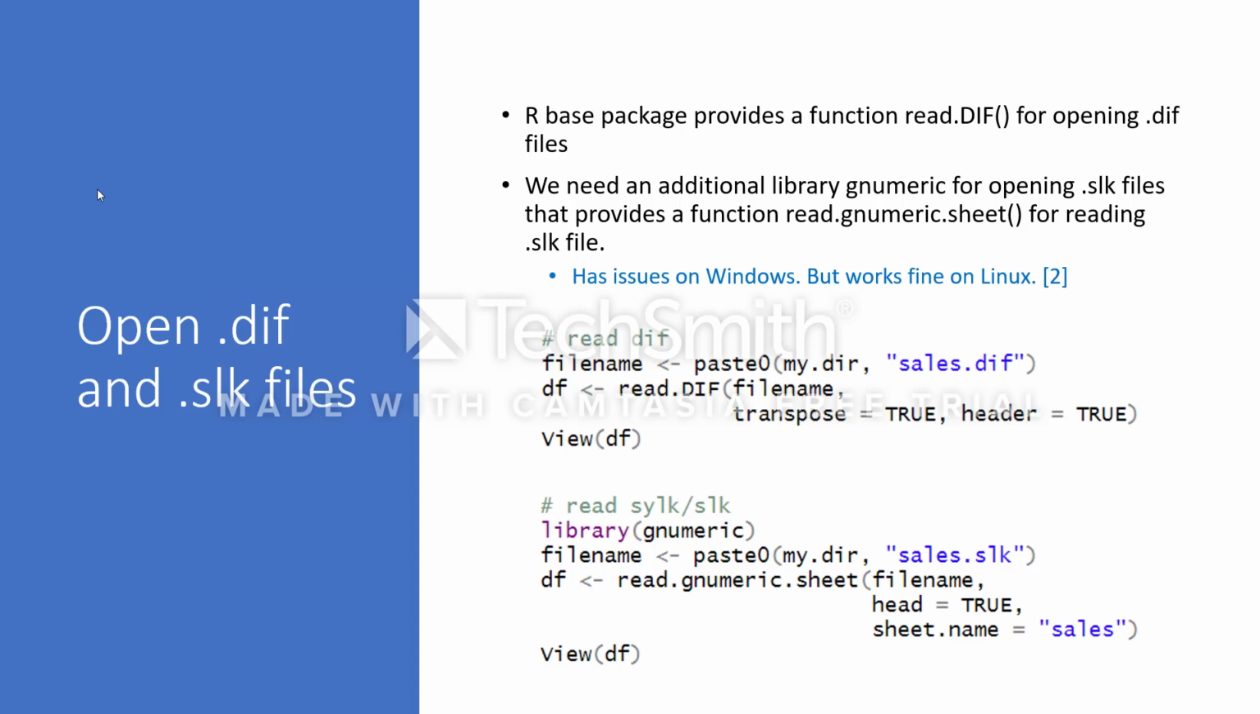The last text file format that I want to discuss is SYLK file. For reading this format, we need a library called gnumeric. This provides us a function called read.gnumeric.sheet. We need to tell it the file name, sheet name, and if our data has header. While trying this code, I ran into an error saying that it could not find a particular dependency on my PC. This seems to be a well-known issue according to a Stack Overflow reference. However, it worked just fine when I tried it on Ubuntu. It should work on other Linux environments as well.